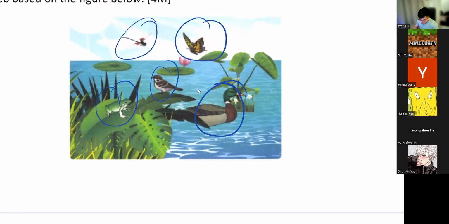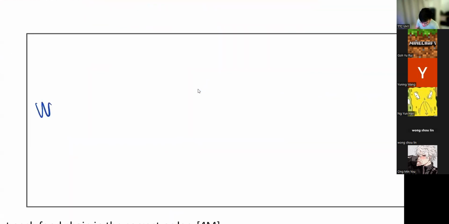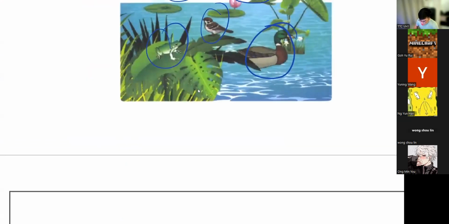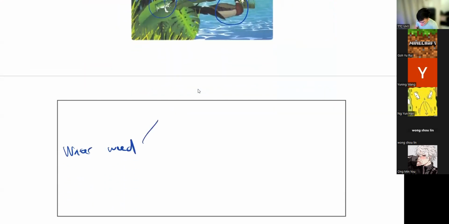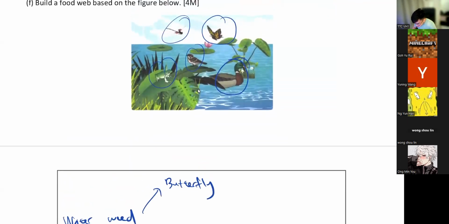Okay, we start from water weed, shall we? Water weed. I don't know what it's called. I just call it water weed. Okay, so who eats water weed? I think butterflies do. Do they? Because I don't see any primary consumer here. So I just make butterfly eat this.